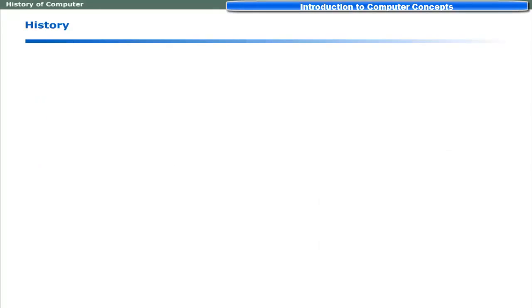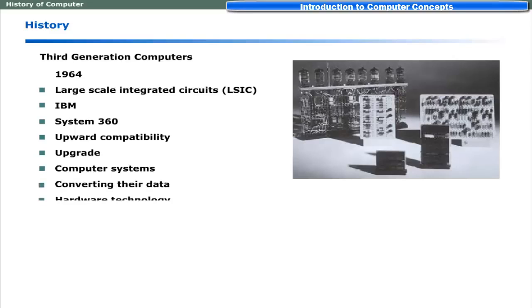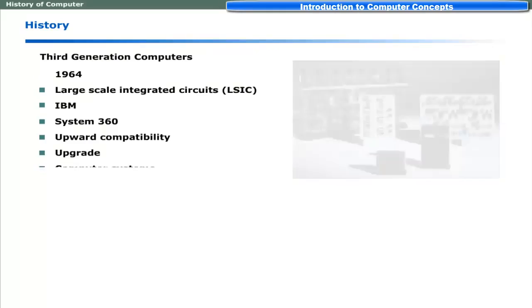Dear learners, technology was rapidly changing and third-generation computers were introduced during 1964. These computers used large-scale integrated circuits. IBM developed System 360 with the idea of upward compatibility that allowed companies to upgrade their computer systems without converting their data. Besides developments in hardware technology, scientists were busy in developing the techniques to interact with the computer to perform a variety of tasks.